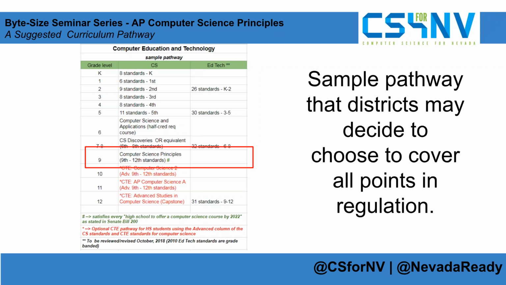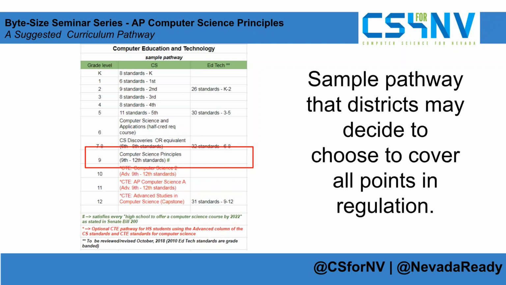So the nice part about having the CS principles there for all students to take in the freshman class is that two things. It satisfied that every high school offer a computer science course by 2020. Okay, that's in there. Everybody's getting it. You're offering it. Okay, check. That one's off as well.